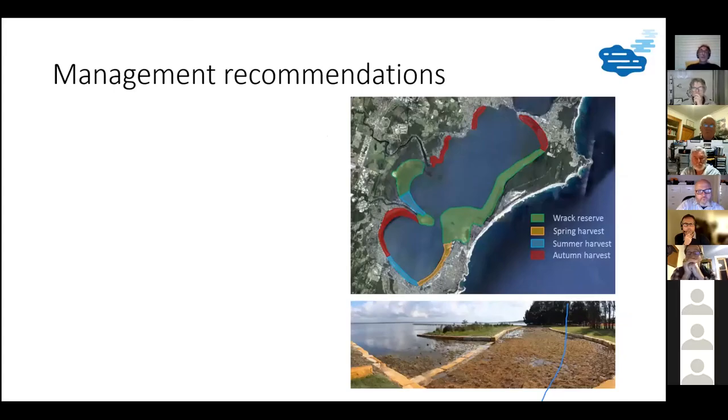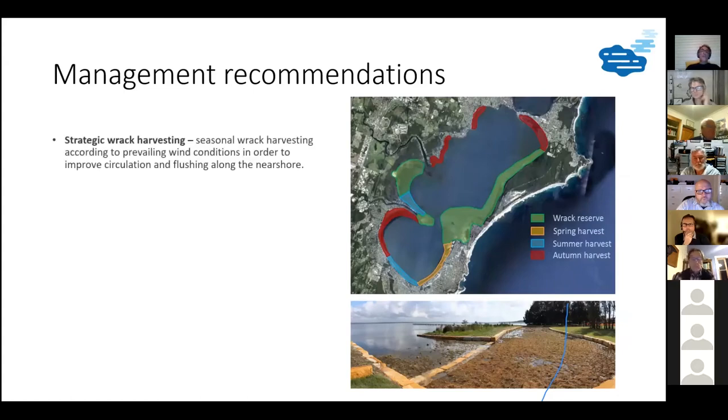So leading on from all of that to some management recommendations that came out of our review, the expert panel really endorses and supports the idea of strategic rack harvesting. The idea of this is to analyse the nature of the shorelines with regards to all of those factors that I was outlining before, the shoreline aspect and the wind wave energy, and how that impacts on water exchange.